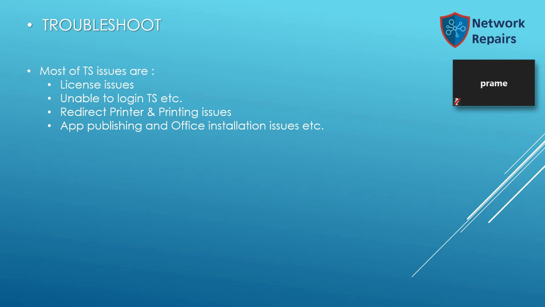The main part is troubleshooting. Most of the TS issues are license issues. As we know, check the license status in the license diagnoser part, users unable to log in to the TS, and redirected printer and printing issues. In the second video I will show you what types of issues may arise for the terminal server.